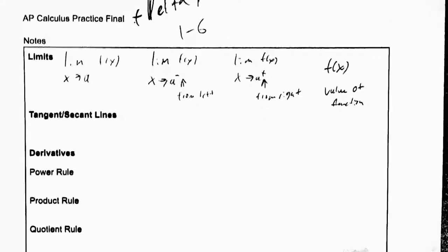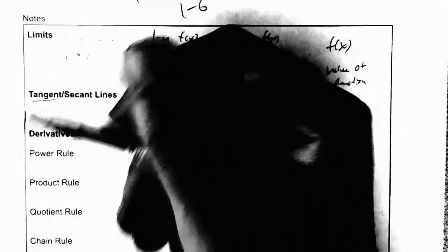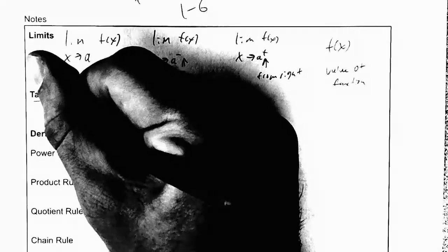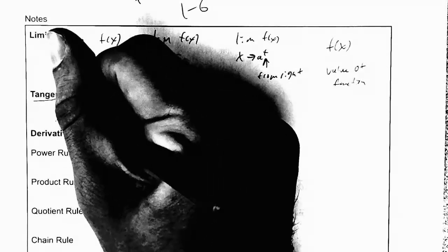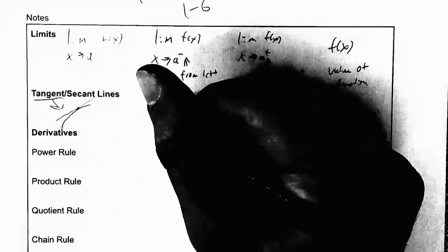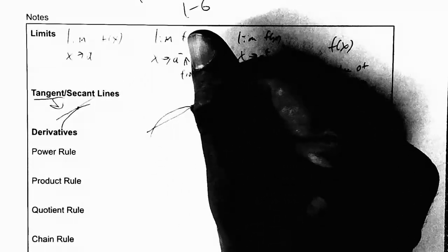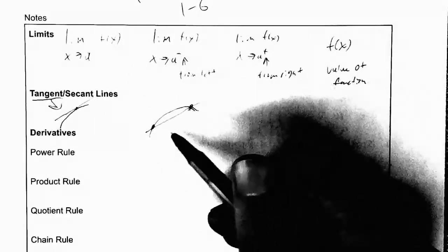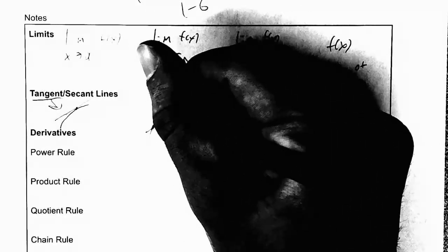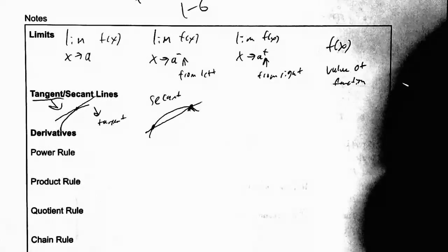Okay. Tangent, secant. You just have to know what these mean. So tangent line, tan is touch. So tangent lines are lines that touch the function one time. This right here is a tangent, because it touches it this one time here. The secant will touch it twice, like this. There'll be 2 points connecting. This is a secant line. This is a tangent.